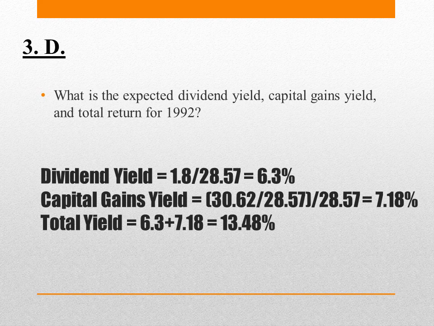What is the expected dividend yield, capital gains yield, and total return for 1992? To find the dividend yield, we took the dividend divided by the stock price for 1992. That gave us 6.3%. Then we took the stock price for 1993, 30.62, divided it by the stock price for 1992, and then divided that all by the stock price from 1992, giving us a 7.18% capital gains yield. When you add both those yields together, that gives you a total yield of 13.48%.